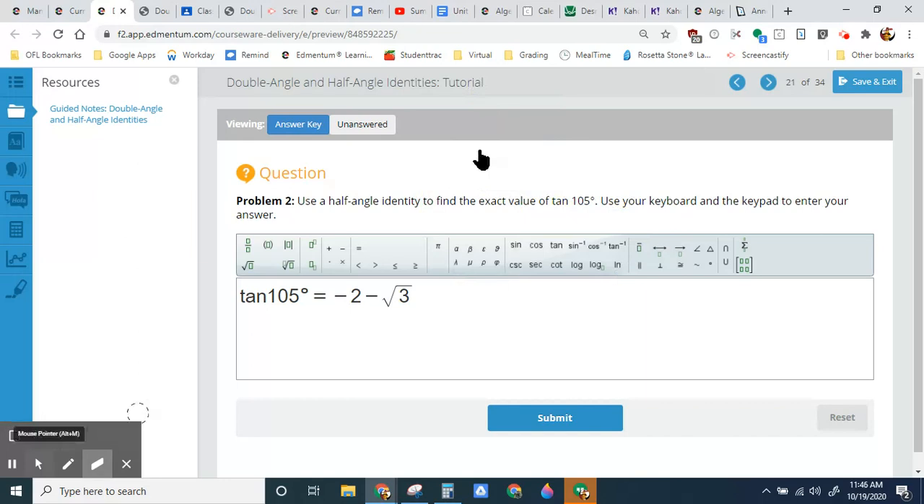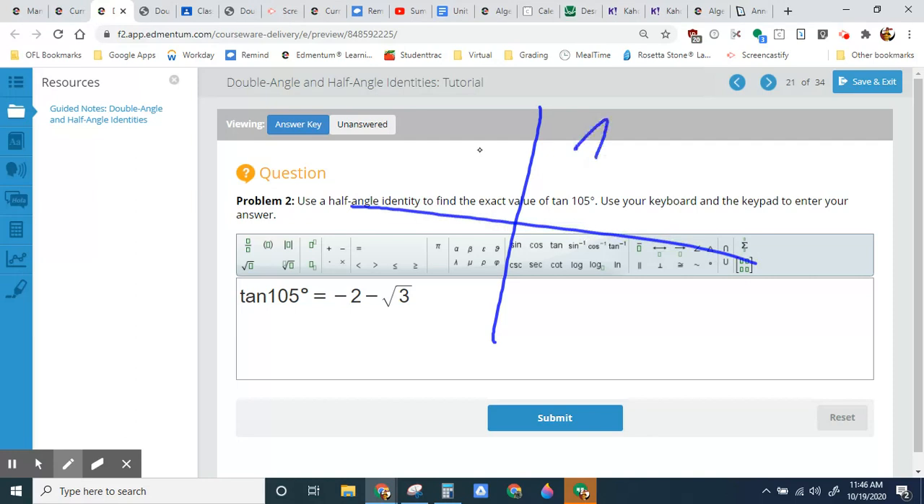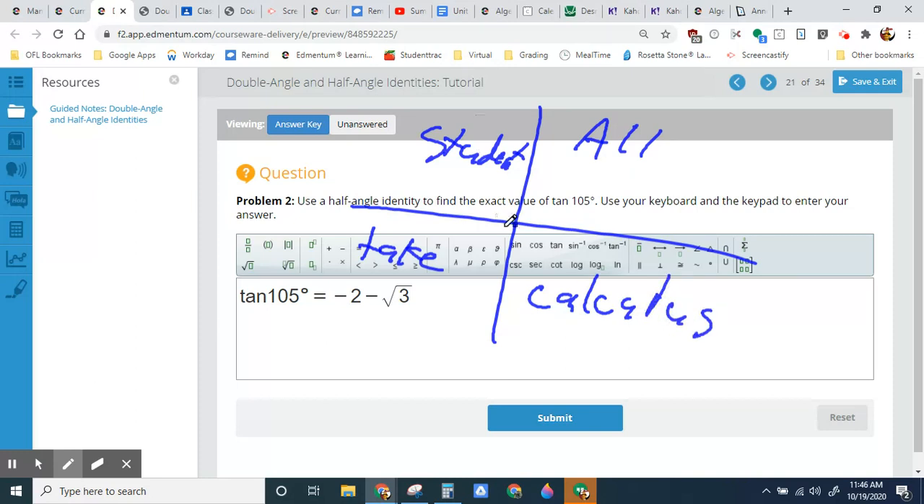There's like a little trick to remembering it. I haven't done it in a while, but it's this idea called All Students Take Calculus. It helps you remember which ones are positive. So in quadrant 1, everything's positive. In quadrant 2, only the sine is positive. In quadrant 3, only the tangent is positive. And in quadrant 4, only the cosine is positive.